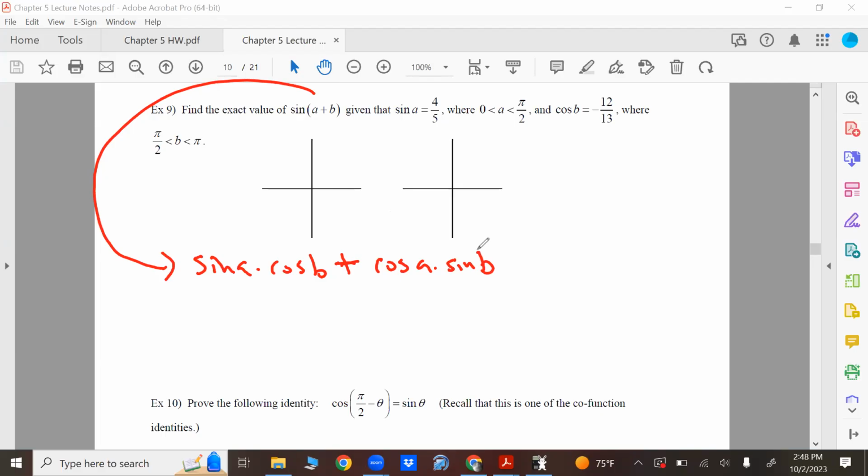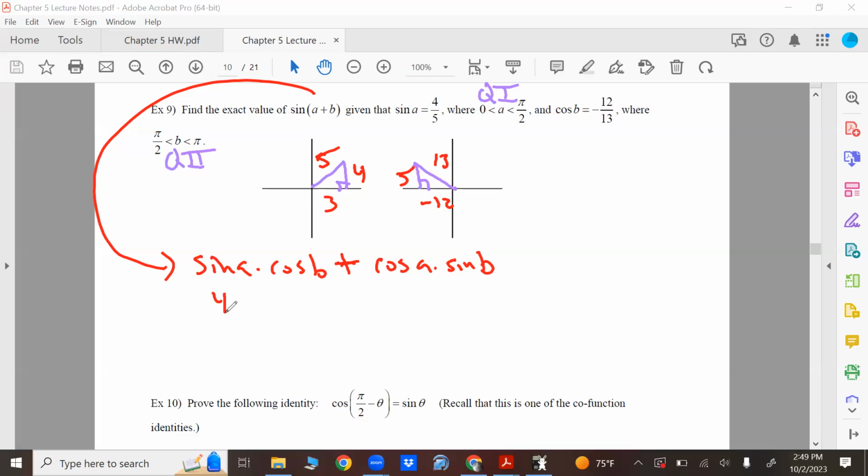I already know sine A. I already know cosine B, but I don't know the other ones, right? So what quadrant is angle A in? What quadrant is angle B in? 2, totally. Good. So I'm going to draw this, and I'm going to draw this. Now, label appropriately. Sine is opposite over hypotenuse, therefore that's 3. Cosine is adjacent over hypotenuse, so that's going to be 5. Now you work it out.